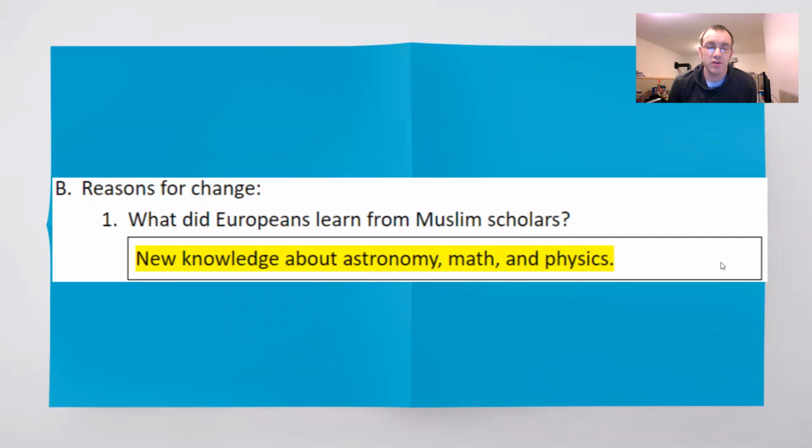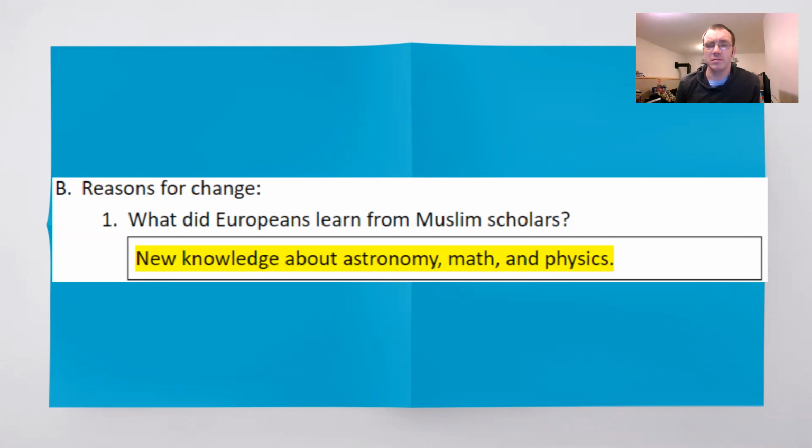So, reasons for change. There's a bunch of them. The first one: what do Europeans learn from Muslim scholars? Well, as they trade and get involved in the Crusades, you see more Europeans and Muslims from the Middle East come in contact with each other, and new ideas flow in.